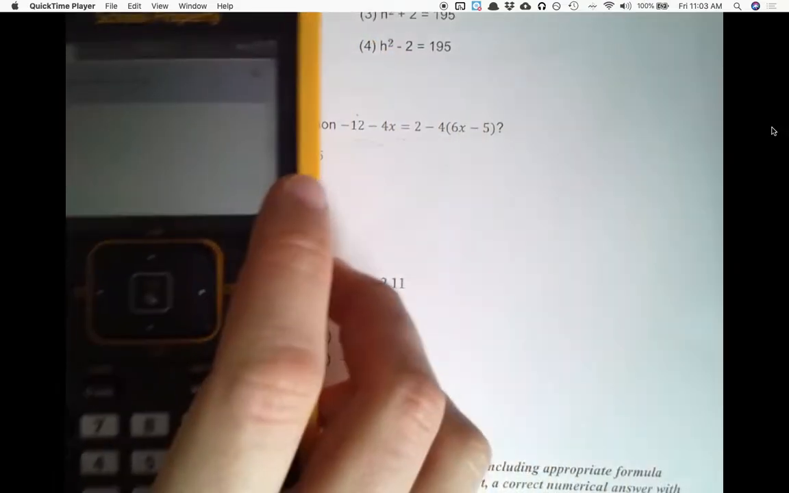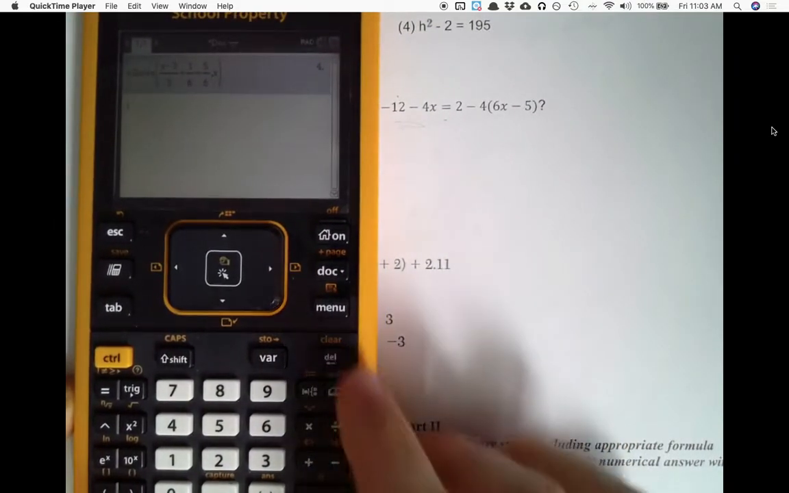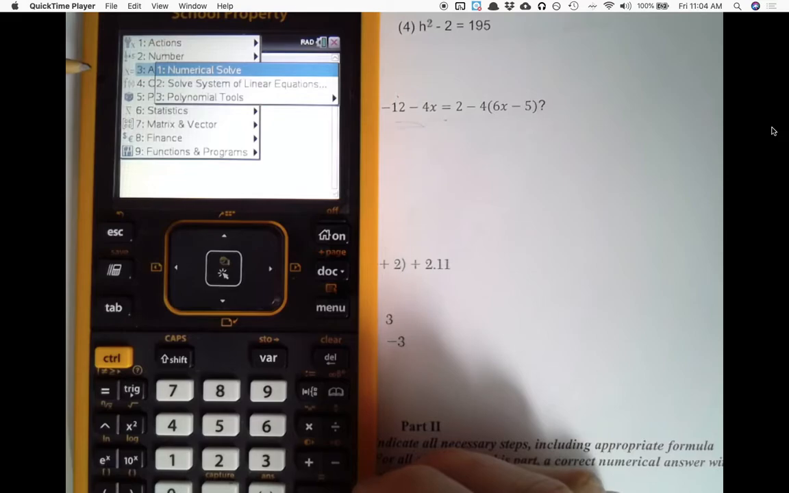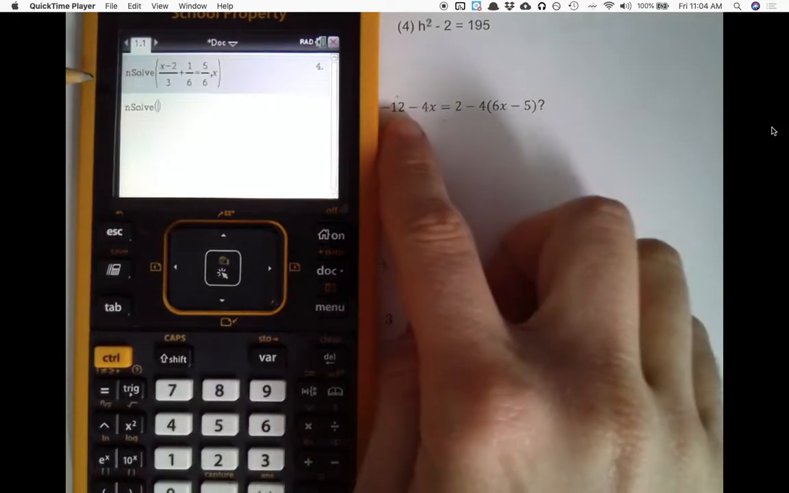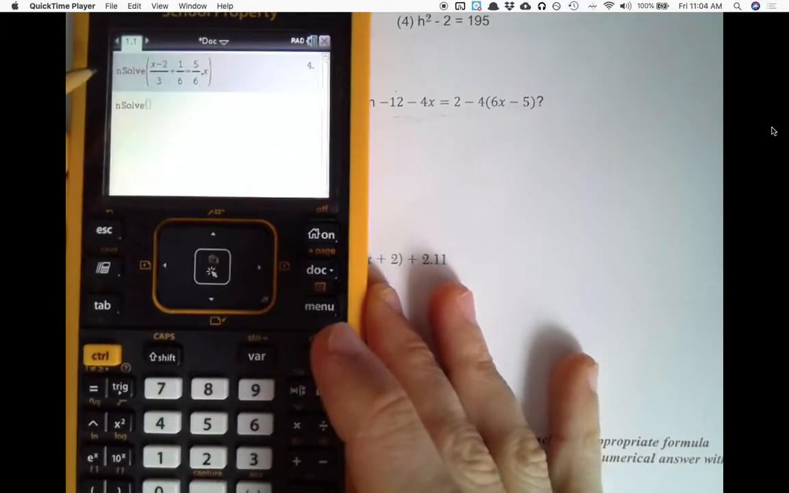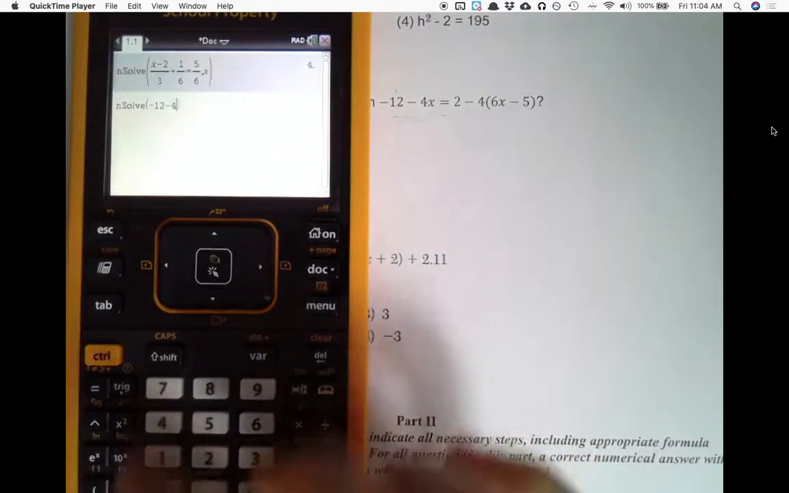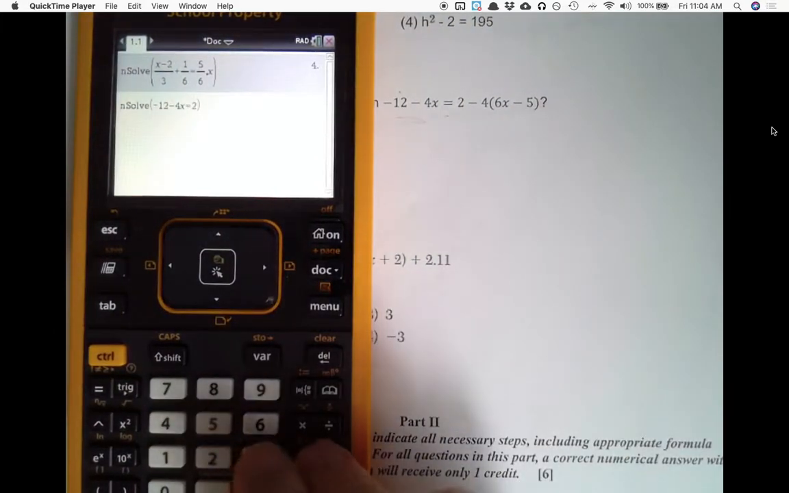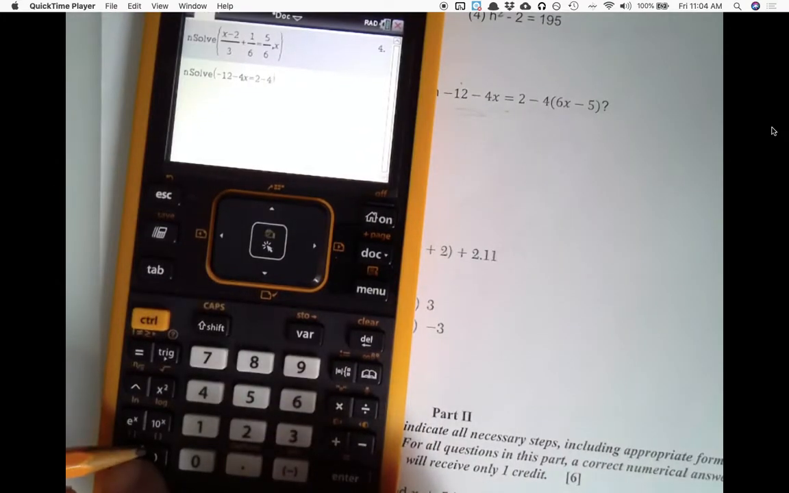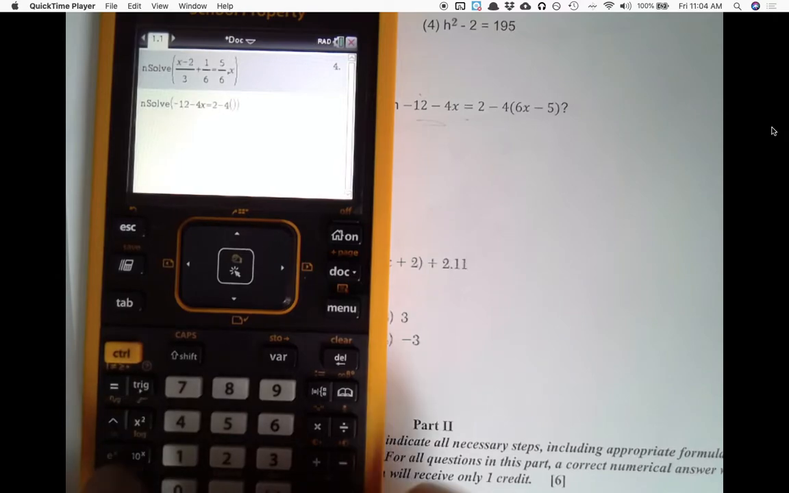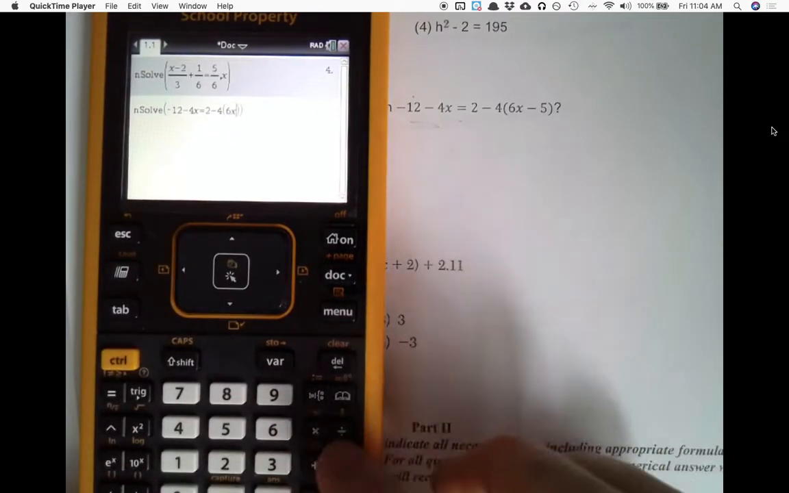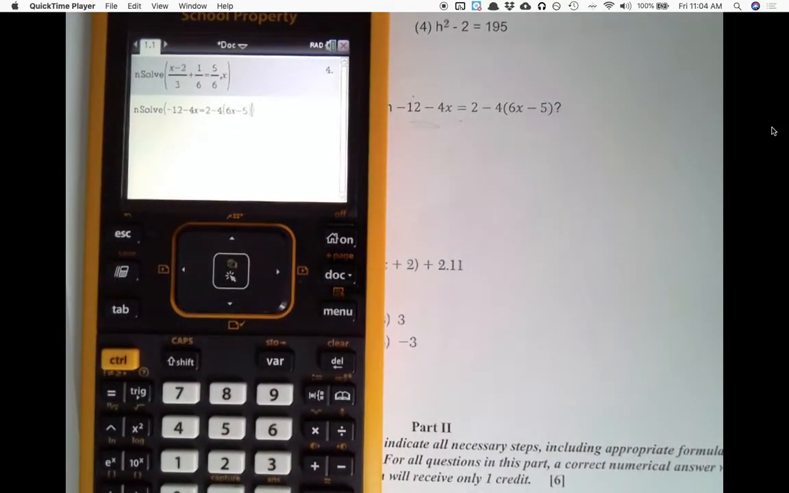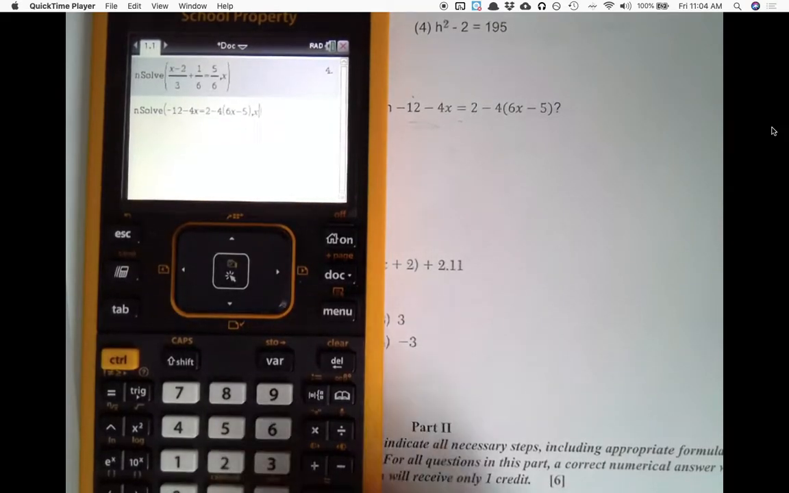Let me get it so I can see the whole calculator here. That looks good. I'm going to hit the menu button, and then the algebra button, and then I'm going to hit numerical solve, and I'll plug this whole equation in over here. I'm not missing anything, right? No. Negative 12 minus 4x equals, and then the whole right side, 2 minus 4, open parentheses, 6x minus 5. I've got to come out from the end of the parentheses there, and then I'm just going to hit comma x to say I want to solve for x.